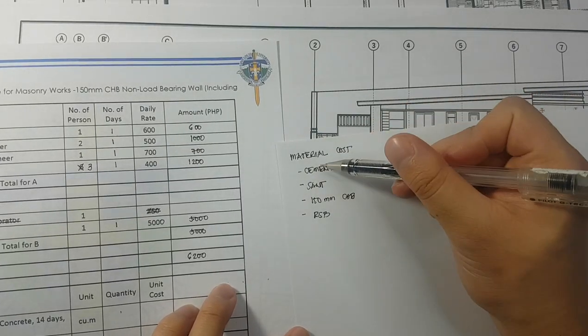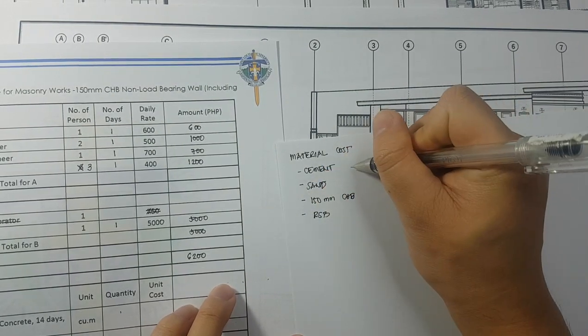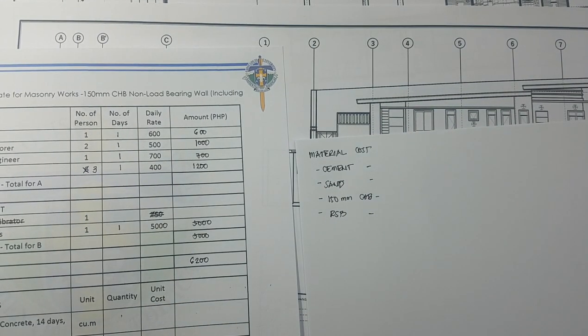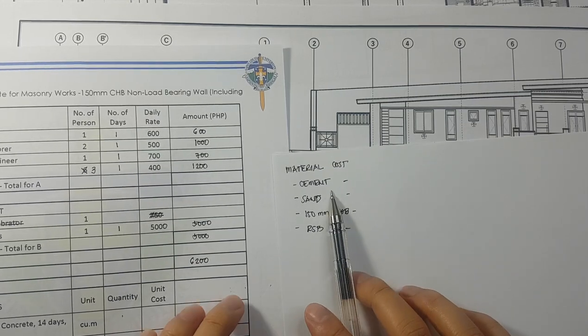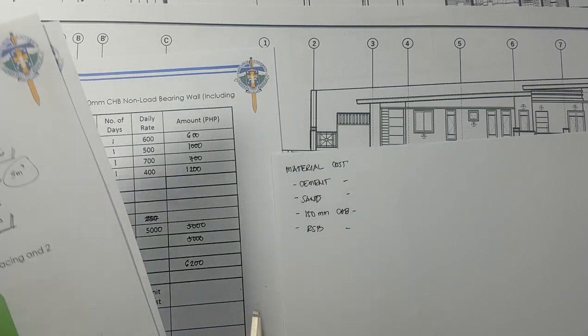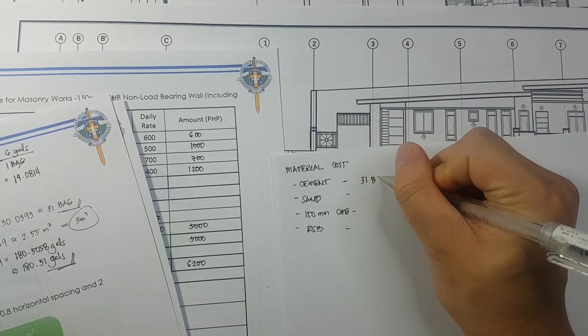Now, with material cost, we have the cement, we have the sand, 150mm CHB, we have the reinforcing steel bar. Okay? So, actually, we don't need to include water in our material cost because it is part of the overhead expense. Okay? So, that is included in the bill we pay for energy consumption. Okay? So, for the cement, we computed how many bags? 31 bags.